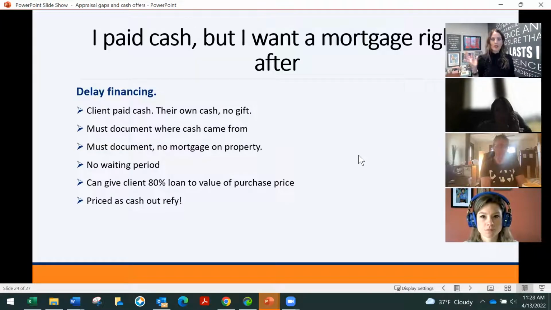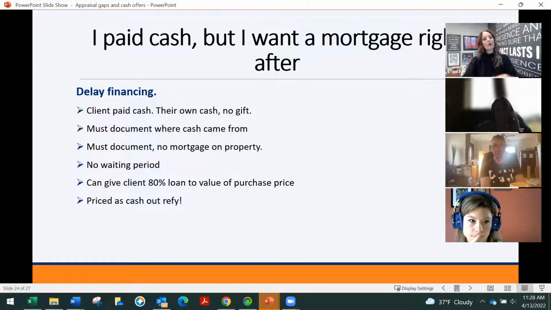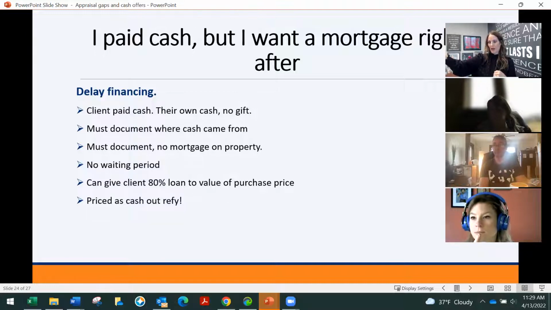All right. So now here's the big question. I paid cash and I want to get a mortgage right after. Okay, so here's how it works. This is called delayed financing. It means the client paid cash, their own cash, no gifts. We have to document where the cash came from. So literally, if they had 500,000 in an investment account, they transferred the 500 grand to their bank account, then they brought a 500 grand check to the closing. That's verifying that it's their funds. Okay, we have to see that.